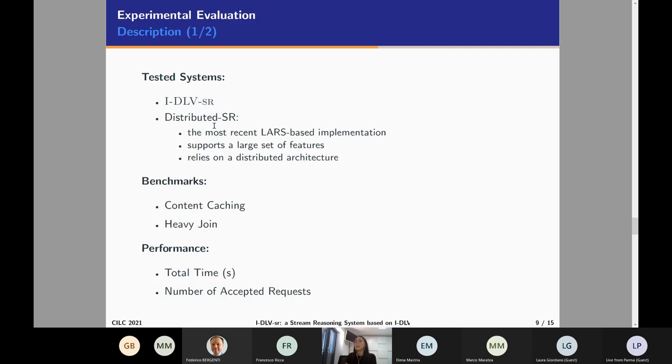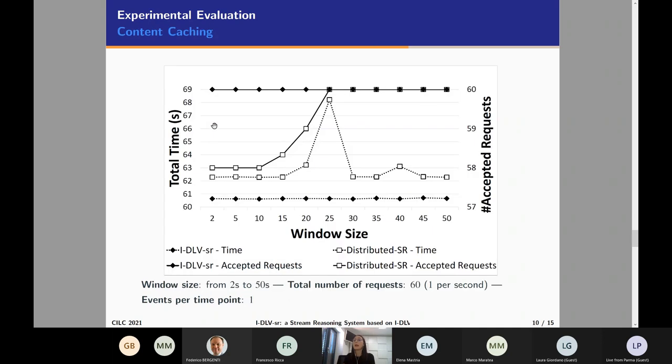So in order to assess the performance and the reliability of our system, we conducted an experimental evaluation. In the first analysis, we compared I-DLV-sr with Distributed SR, which is another distributed logic-based stream reasoner that actually implements a fragment of LARS. We compared these systems in terms of total time and number of accepted requests. This slide shows the results obtained for the content caching benchmark, which is a real-world benchmark already used to evaluate Distributed SR.